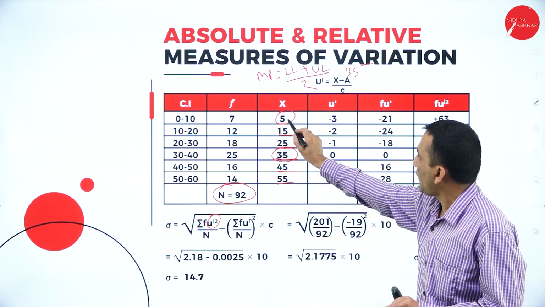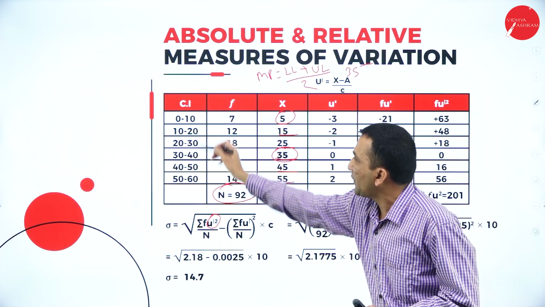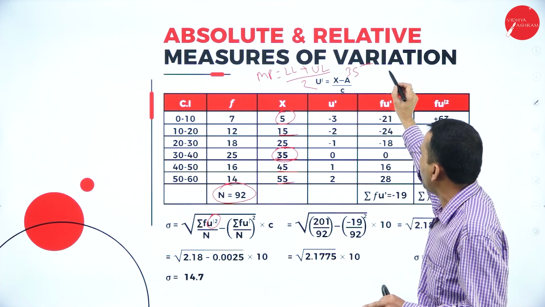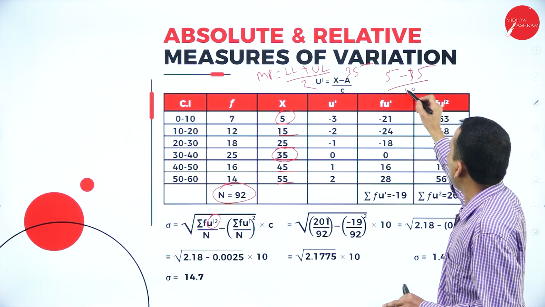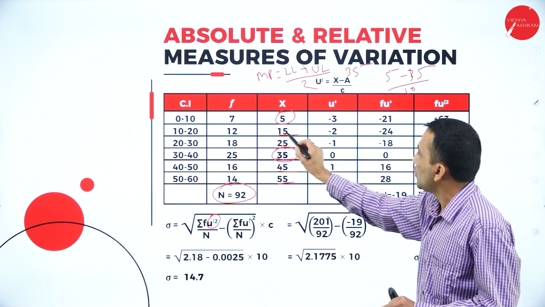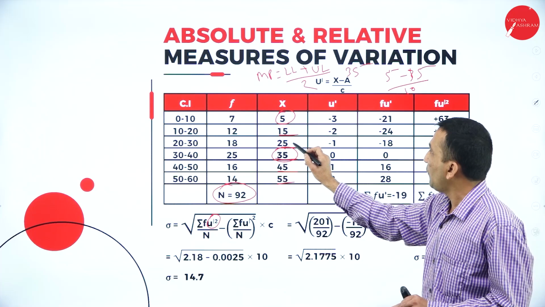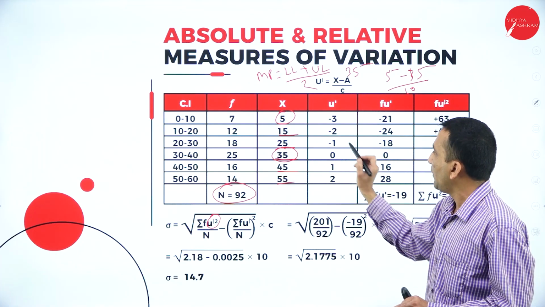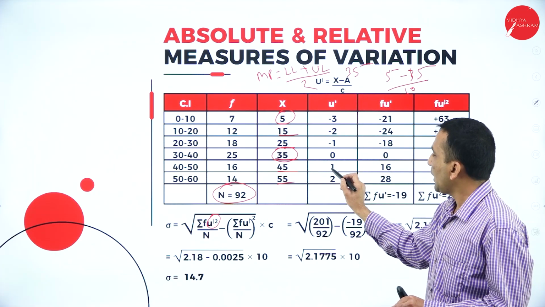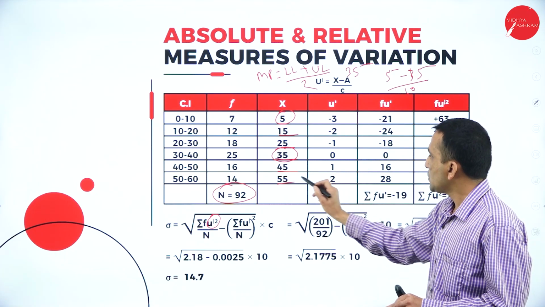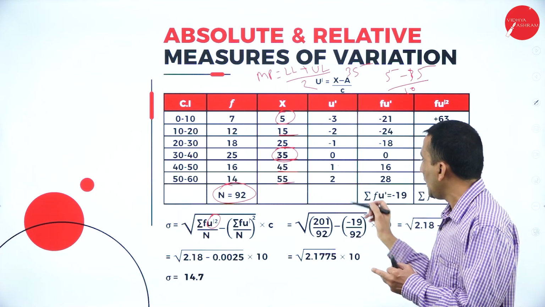From the first, 5 minus 35 is minus 30, divided by 10, since the difference is equal, 10. So 5 minus 35 divided by 10 gives minus 3. Same thing: 15 minus 35 divided by 10 is minus 2, 25 minus 35 divided by 10 is minus 1, 35 minus 35 is 0, 45 minus 35 is 10, divided by 10 gives 1, 55 minus 35 is 20, divided by 10 gives 2.